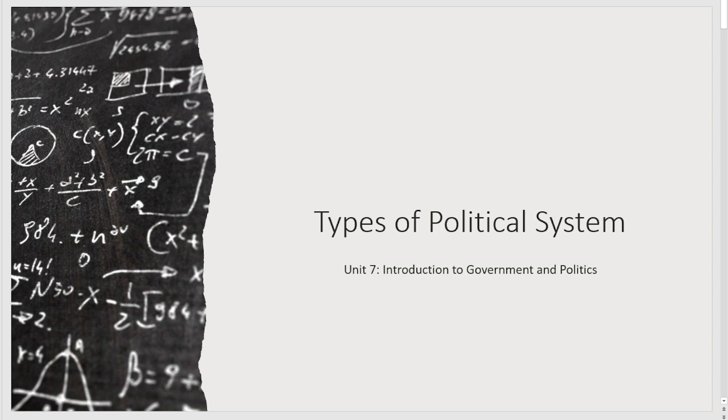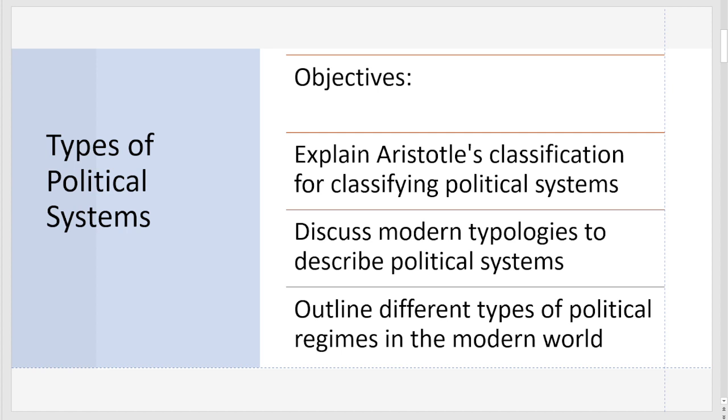In this discussion, we are going to talk about Unit 7, the types of political system, and we are going to look at the different types of political system we have and look at Aristotle's classification in trying to explain these types of political systems.